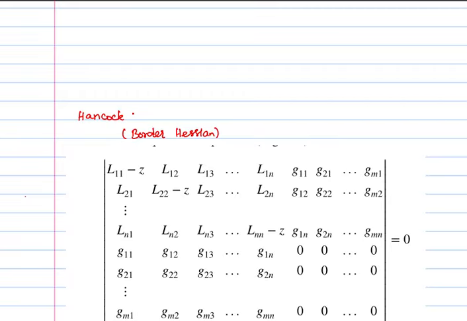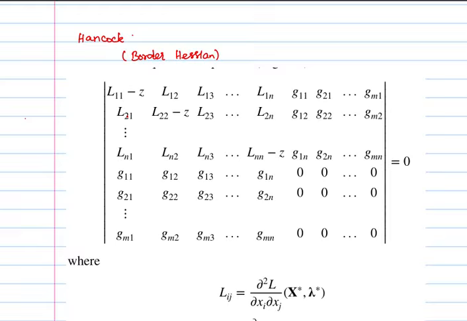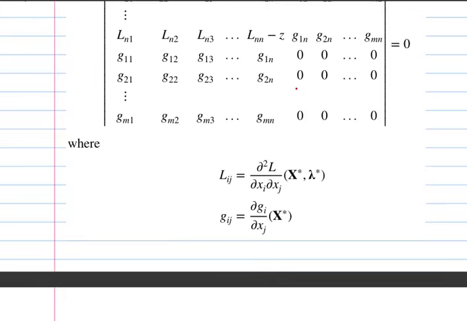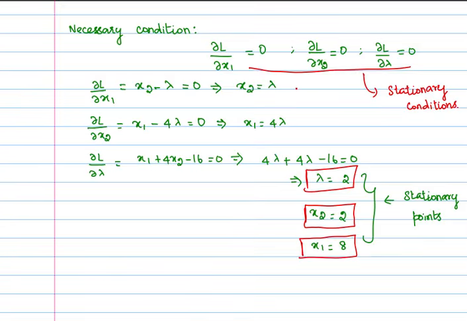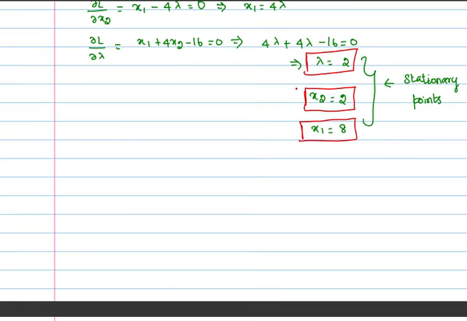Some people call these the Hancock equations. L11 means you take the Lagrangian with respect to the decision variables. G1 means the first constraint, where you take the derivative with respect to the first decision variable. G21 means the second constraint with the first variable. So using that, we have only two decision variables.